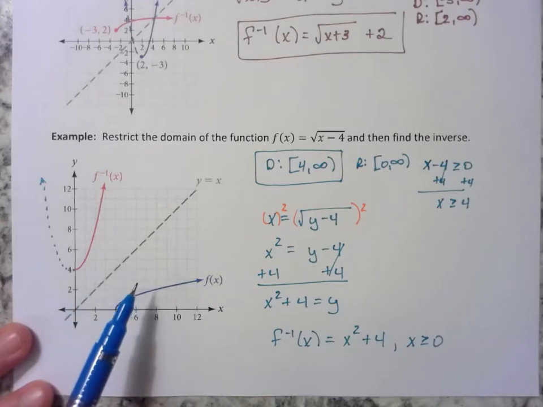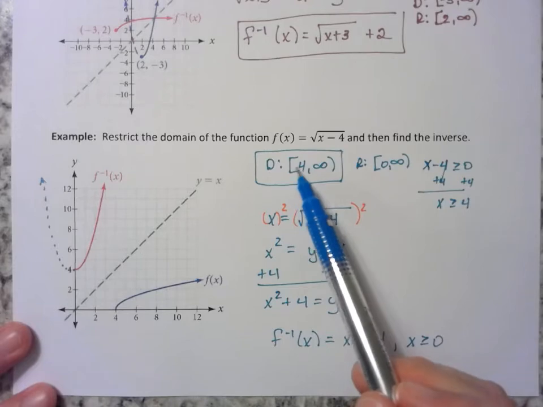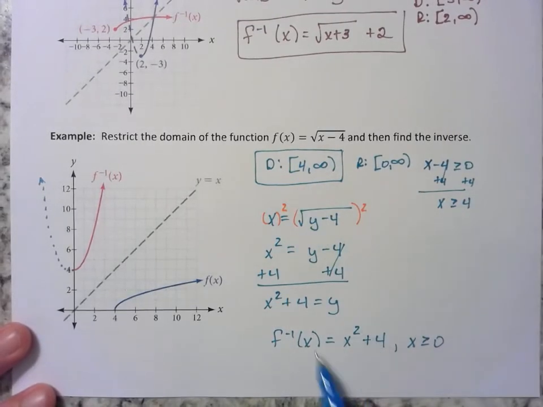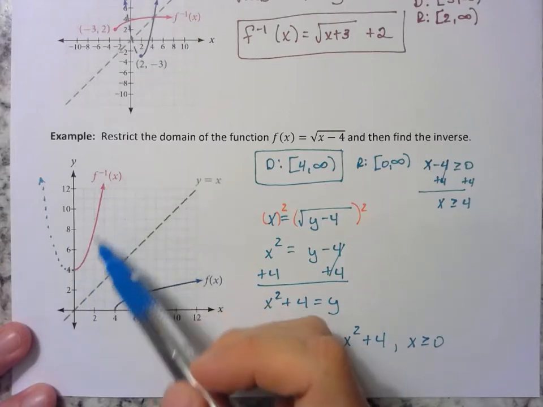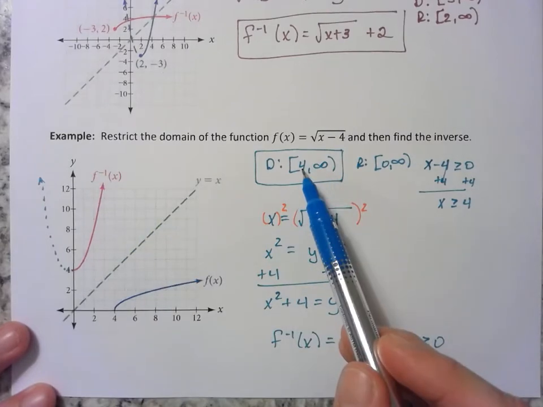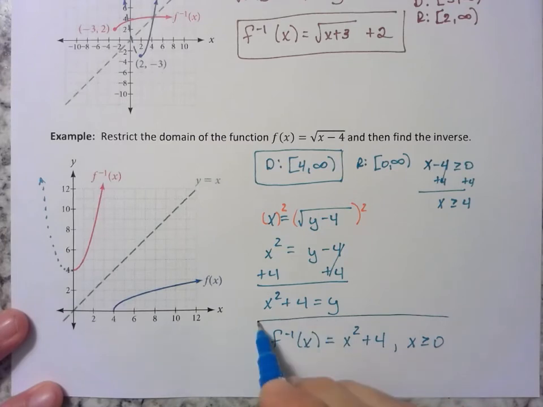And if you want to go even farther, you can say that the domain of the original becomes the range of the inverse. Well, what is the range of this guy? Starts at 4, goes forever up. That's your domain of the original. Okay, this is all we were asked to do though.